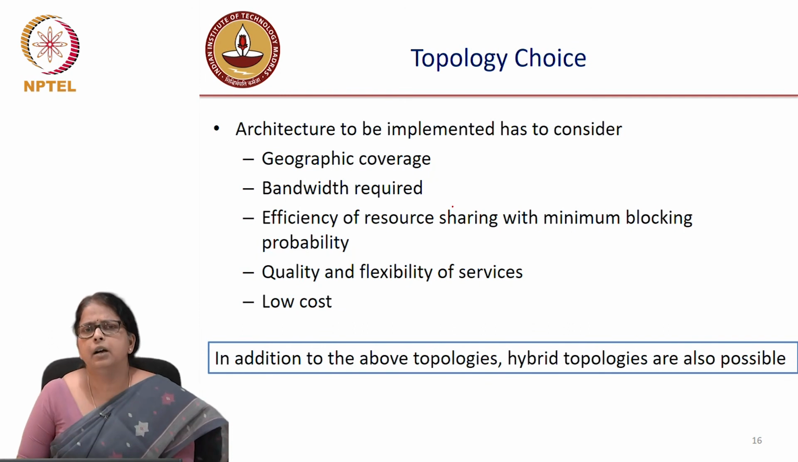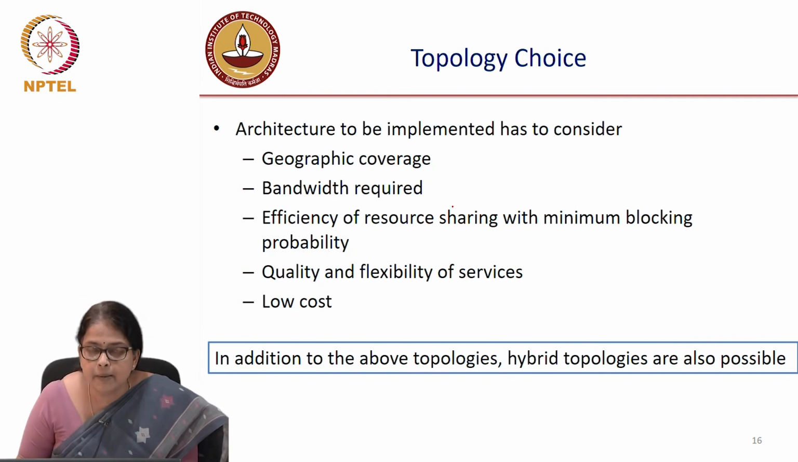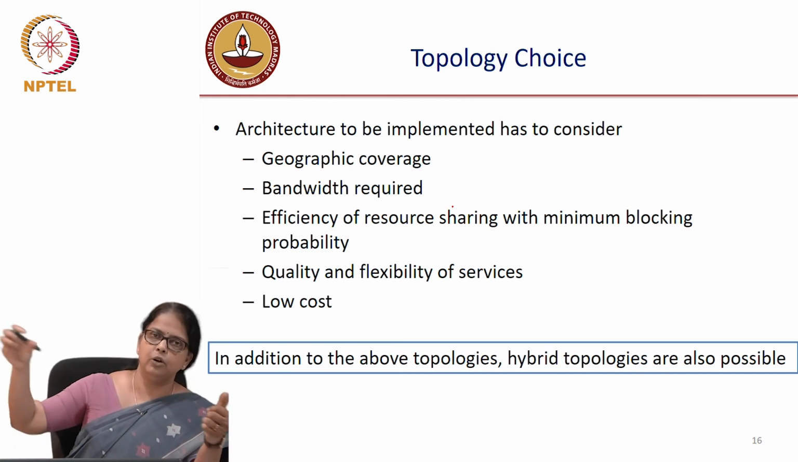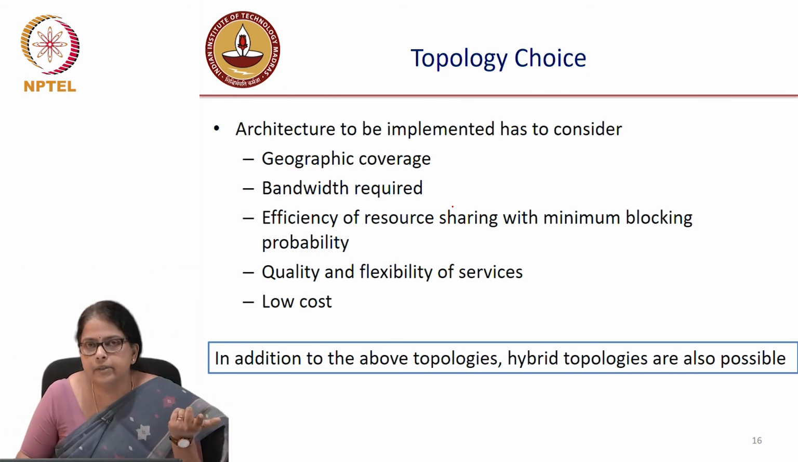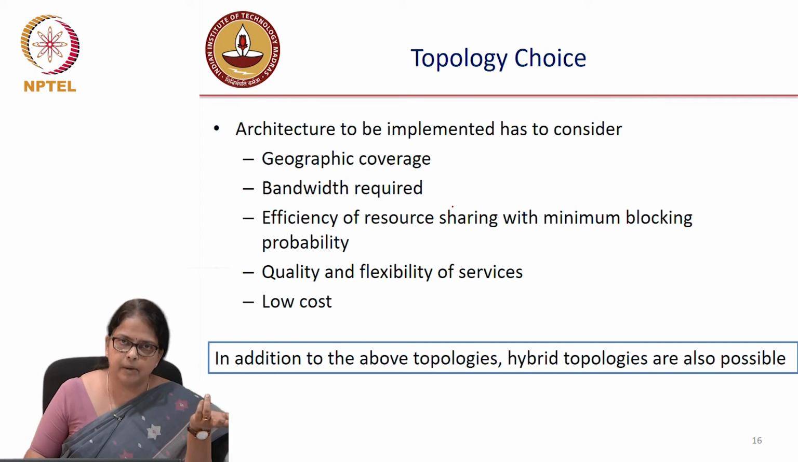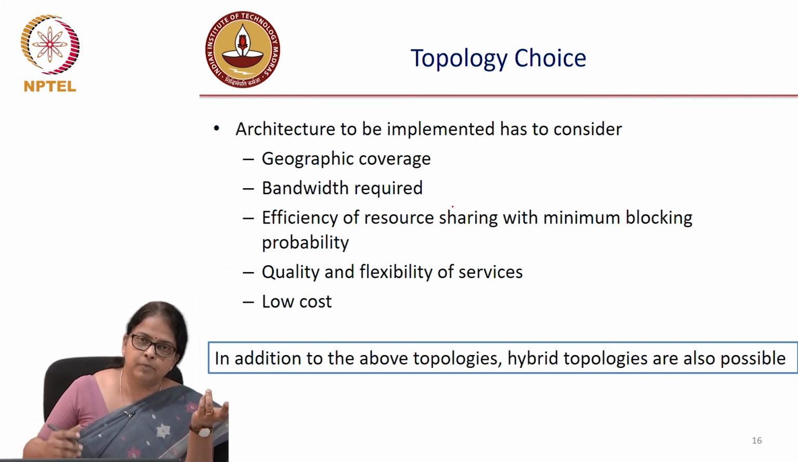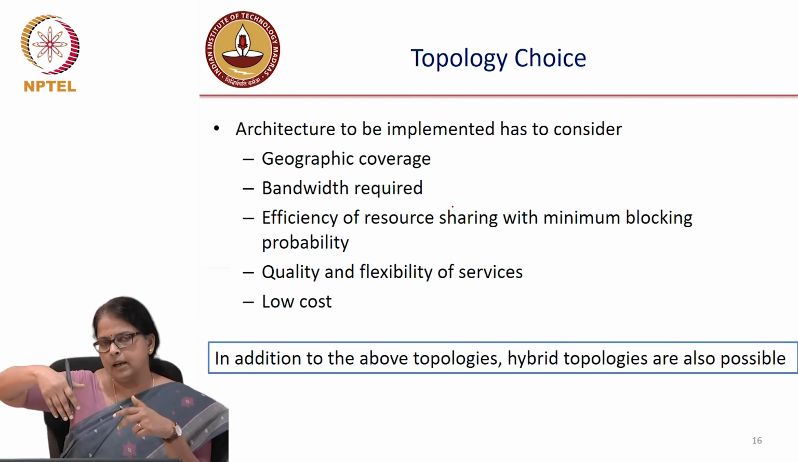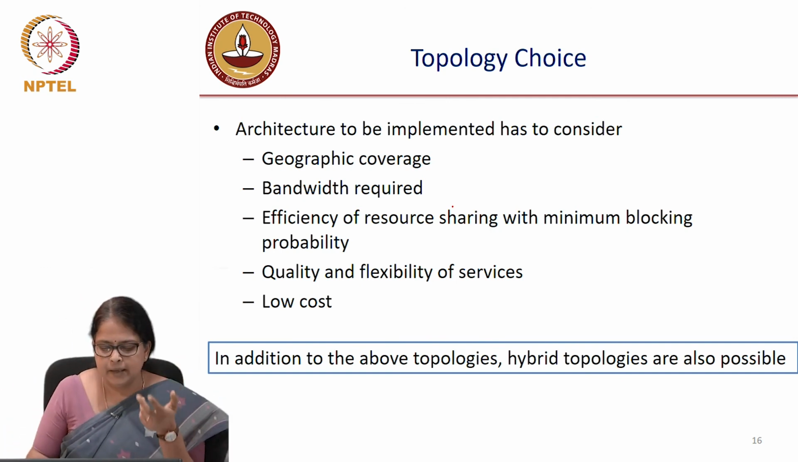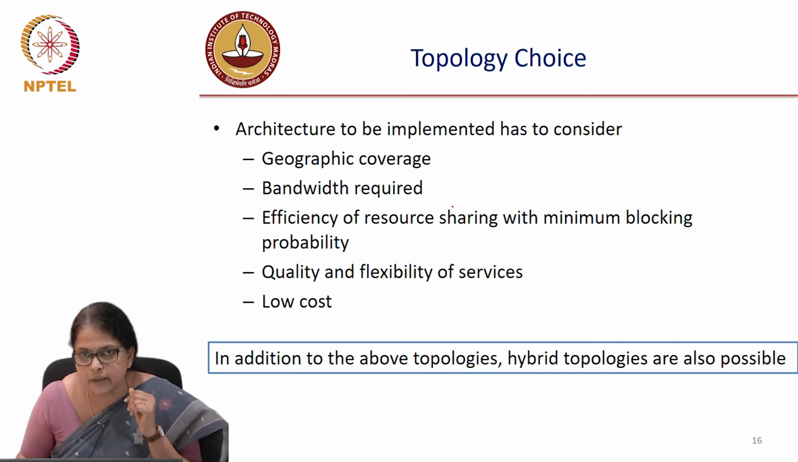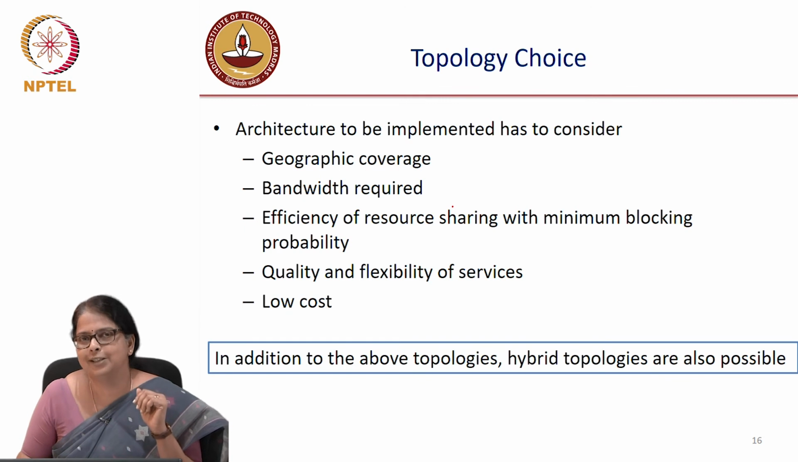So how do you choose which topology to implement? As a network implementer, what you need to worry about is first geography. How far are the nodes where you're adding or dropping channels? What is the bandwidth required at each node? What is the efficiency of resource sharing with minimum blocking probability? You should provide enough alternate paths such that if one of the paths is busy, you should be able to use alternate paths. Then a related parameter is the quality, and the flexibility of services. Of course, the cost has to be minimized, right?